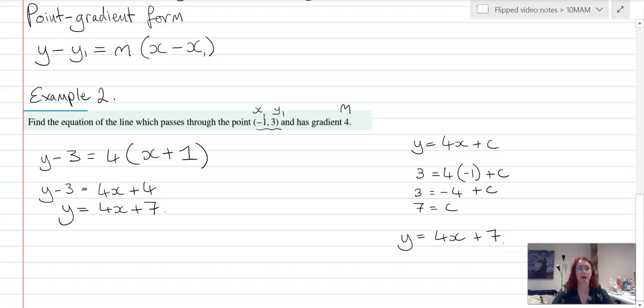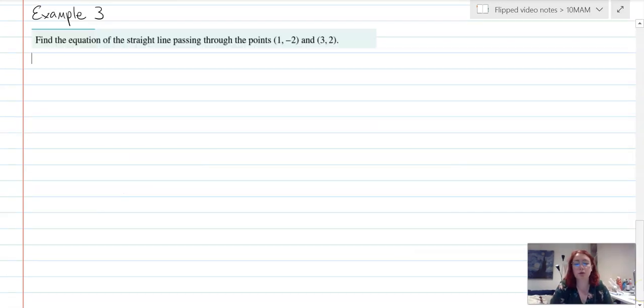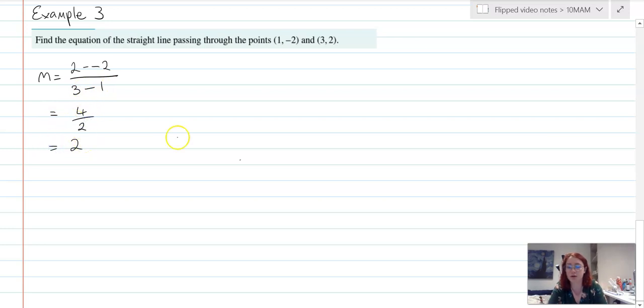So you can see you end up with the right answer either way, just depends which one you prefer. If you've got 2 points, like you do here, rather than 1 point and a gradient, easiest thing to do, because I like that point gradient form, I think that's an easier method. So first off, we would find the gradient. So we'd go m equals, remember it's y2 minus y1, so 2 minus -2 over x2 minus x1. That's going to give us 4 over 2, which is 2.